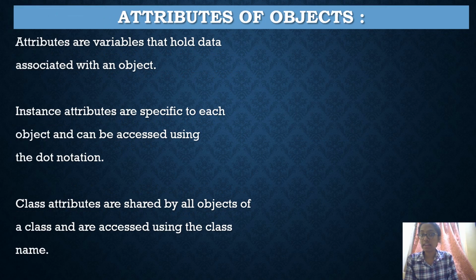So now let's discuss the attributes of objects. Attributes are variables that hold data associated with an object. Instance attributes are specific to each object and can be accessed using the dot notation. Class attributes are shared by all objects of a class and are accessed using the class name.